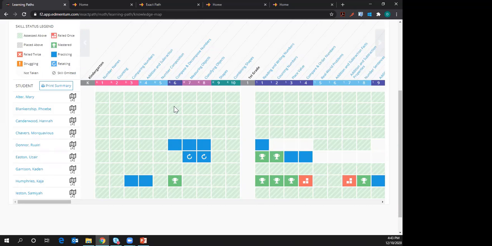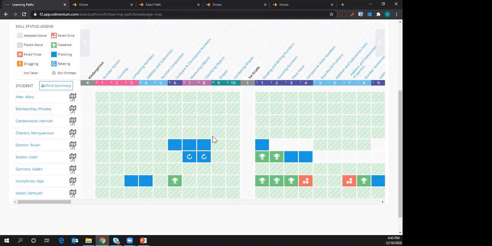As I look at this first blue square, it's in compose and decomposing numbers. When the student logs in, he will receive instruction, and then a practice activity, and then a mastery quiz for this particular skill. Once he's done with that, he'll do the same sequence for this skill, and the same sequence for this skill, and this skill.